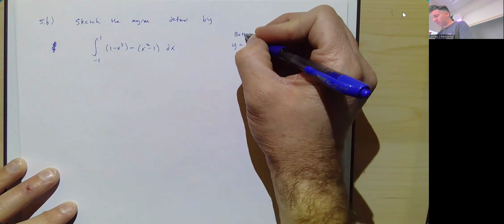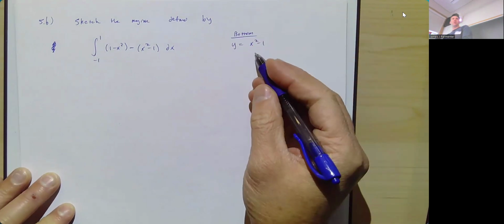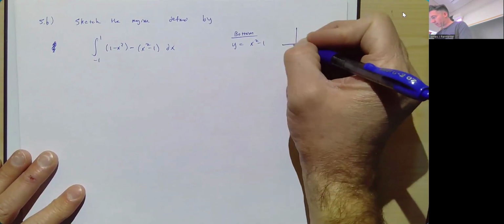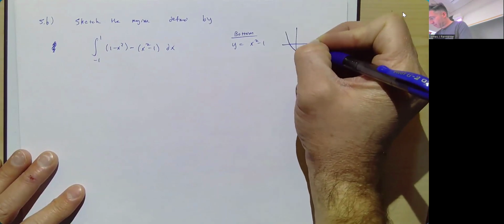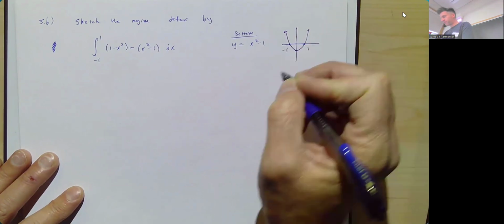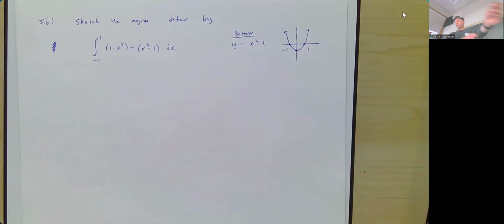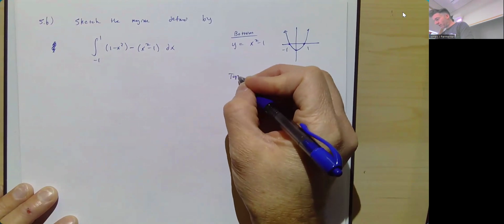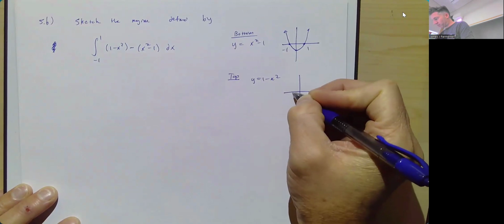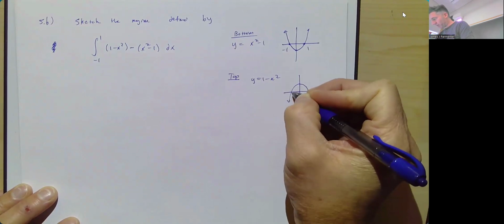I'm going to draw that one first because it's easier for me to draw. The bottom function is just your normal parabola shifted 1 down. So it's something like this, notably with intercepts of 1 and -1. The other function is actually the reflection of that, right? 1 minus x squared is your downward opening parabola shifted 1 up. So the top is really y equals 1 minus x squared, which looks like that with the same intercepts of -1 and 1.